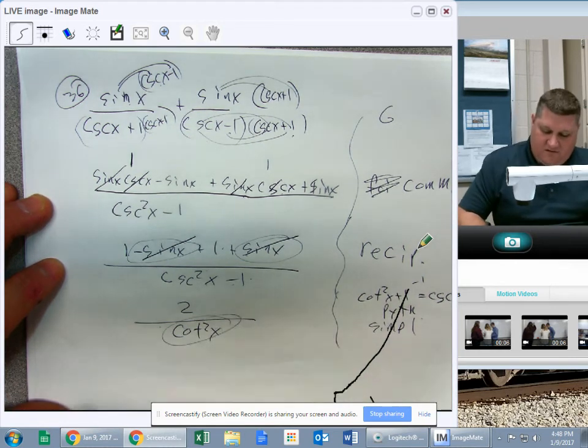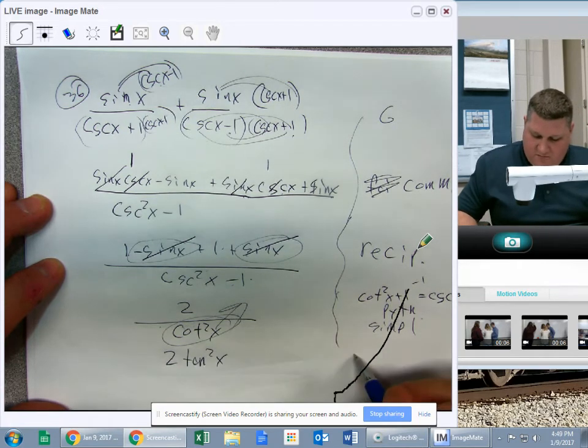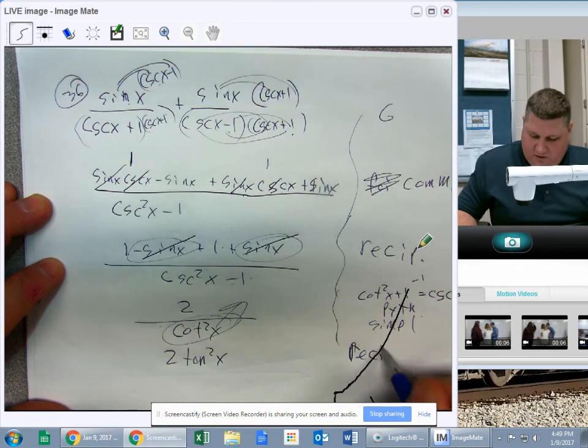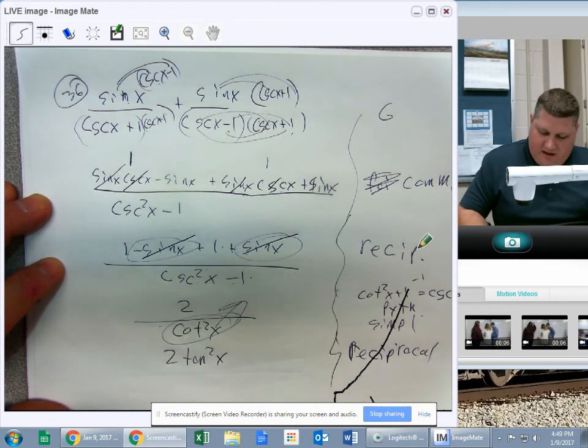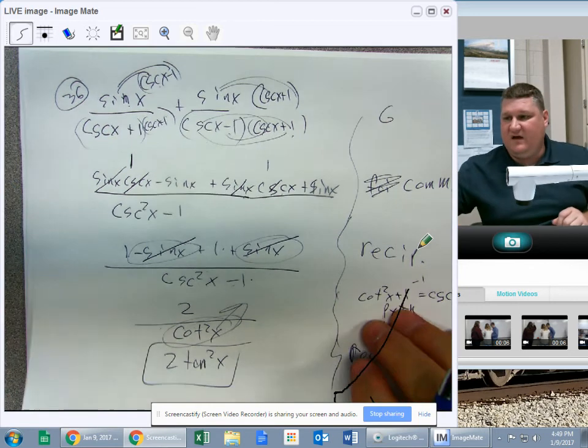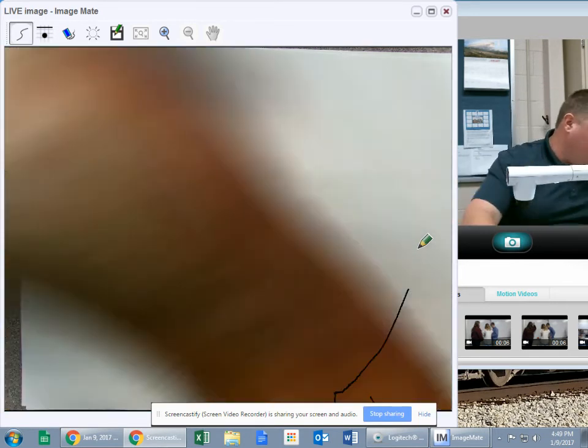And so cotangent on the bottom can move up top and say 2 tan squared x, and that was by reciprocal. Okay, there it is. There's 36. Now, with that, let's go to the next one.